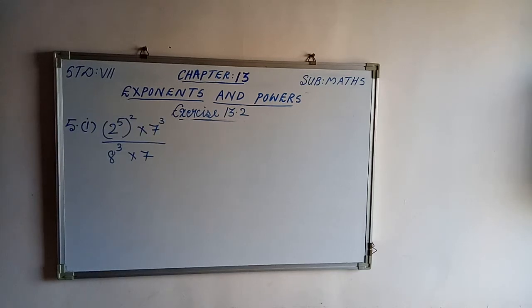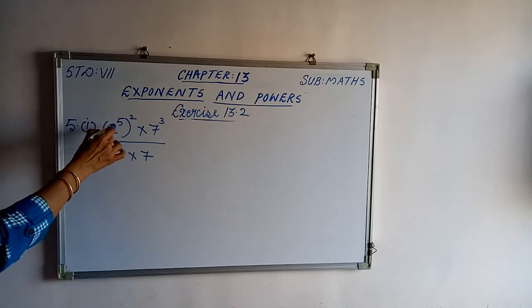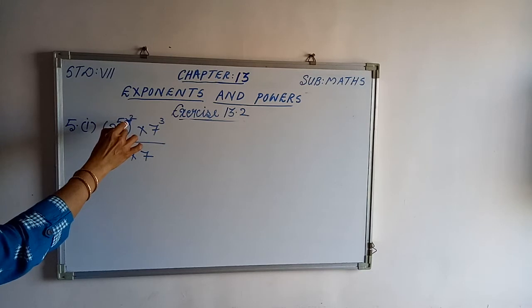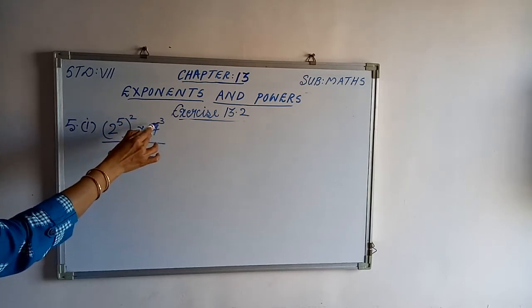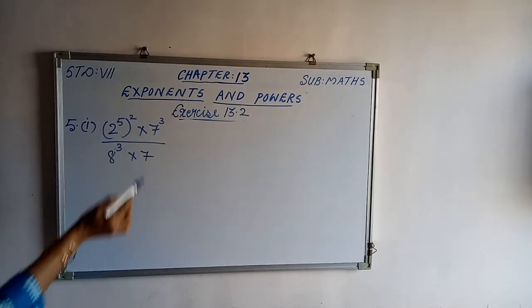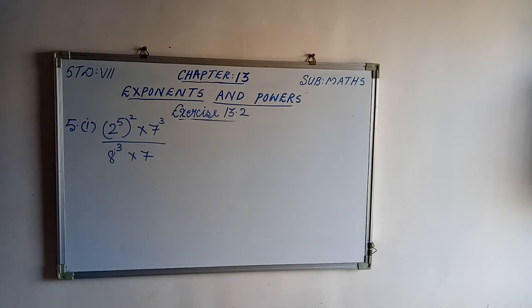Question 5. You have to simplify. First question, (2 raised to the power 5) the whole raised to the power 2 multiplied by 7 cube upon 8 cube multiplied by 7. Now first write all the integers in exponential form. That means 8 can be written as 2 cube.